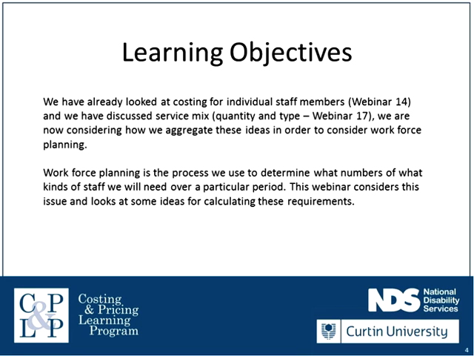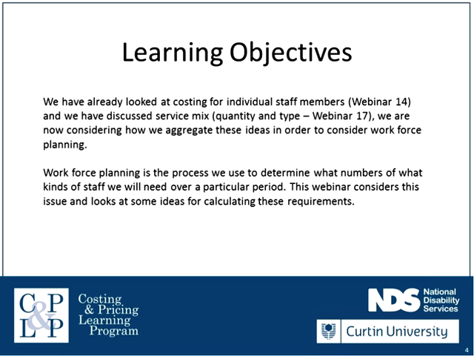Workforce planning is the process we use to determine what numbers of what kinds of staff we will need over a particular period. Indeed, we're interested in how many staff we require, what their qualifications might need to be and the mix of those qualifications, but also when we need them to work. So a lot of disability service organisations operate on a 24/7 basis, that is, they operate 24 hours a day, 7 days a week, and therefore we need to get a sense of what service delivery requirements there are so that we can understand what our staff requirements might be immediately or throughout the reporting period.